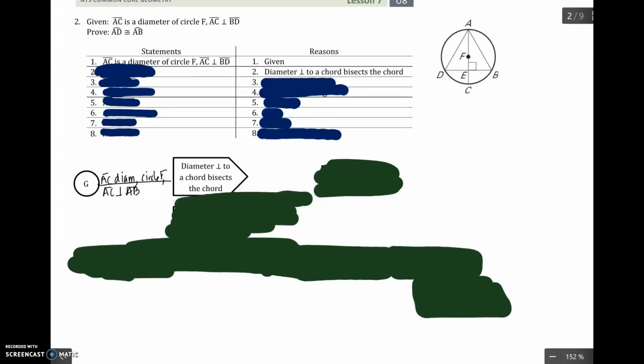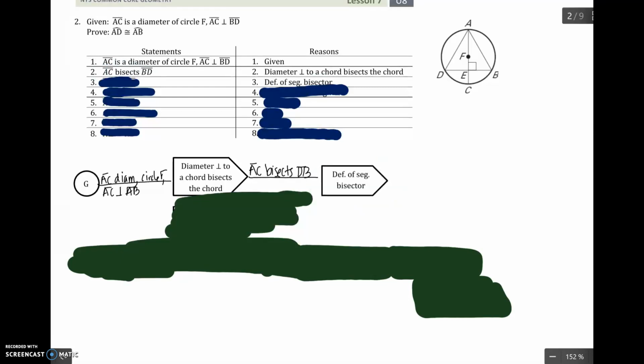So one thing that we know is that when we have a diameter perpendicular to a chord, it bisects the chord. That just happened in our previous proof. And so if the diameter is perpendicular to the chord and bisecting it, that means that the diameter AC bisects chord DB. And then we know what a segment bisector does. It divides a segment into 2 congruent segments. So we would be able to say that DE is congruent to EB. Keep in mind also that these are perpendicular. So we can use the fact that perpendicular lines form congruent right angles and get our angle 1 and 2 to be equal to each other and equal to 90.